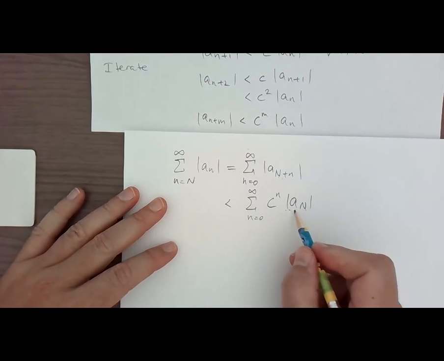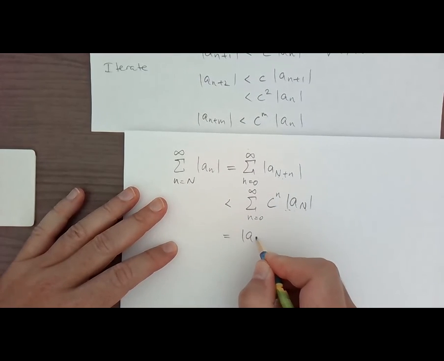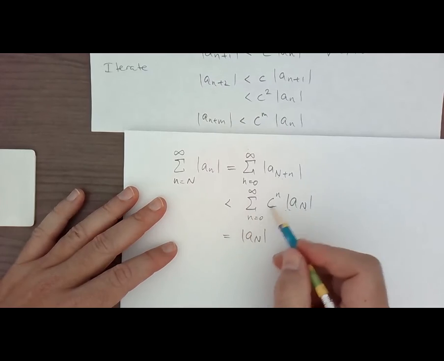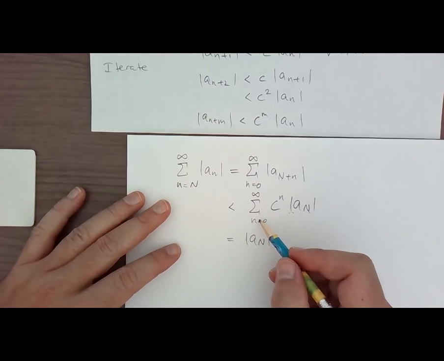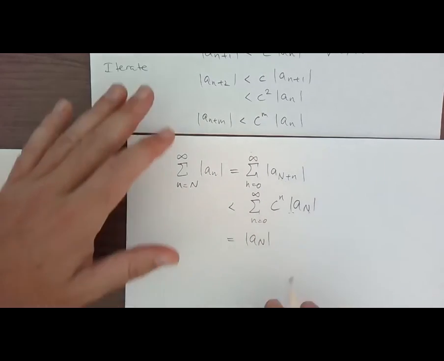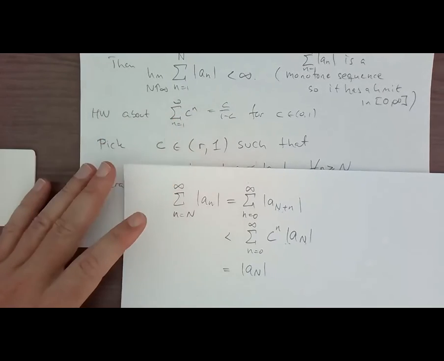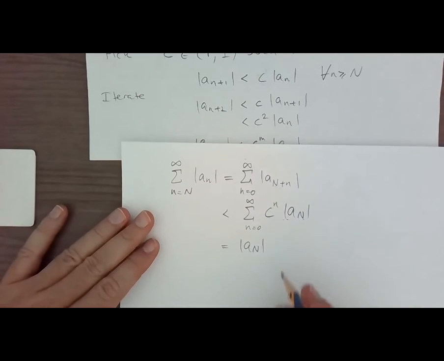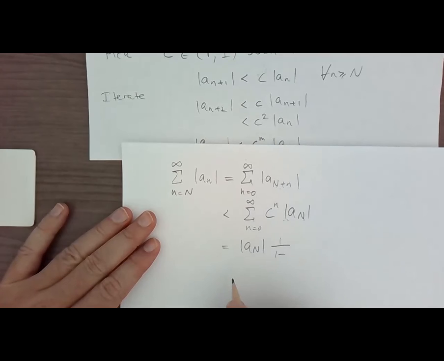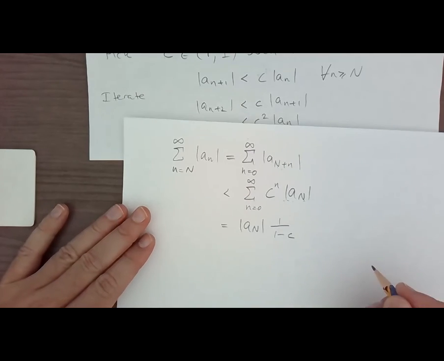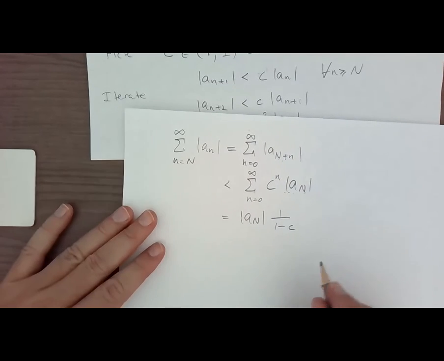This thing here doesn't have anything to do with little n, so you can go outside. And then I'll have this sum, which is what you did in the homework. I forget if it was from 0 or 1 here, but it doesn't really matter. You see something like 1 over 1 minus c. Right, and that's fine.